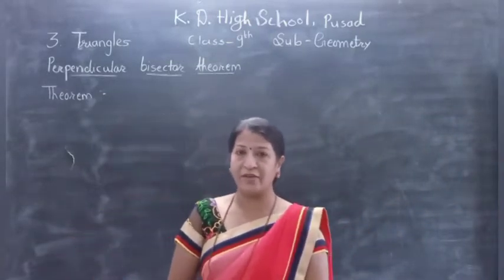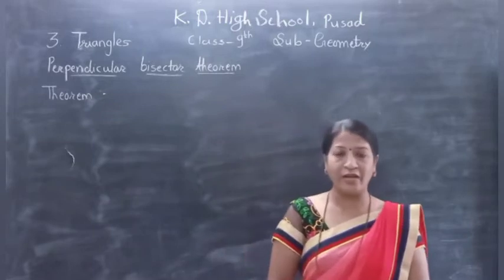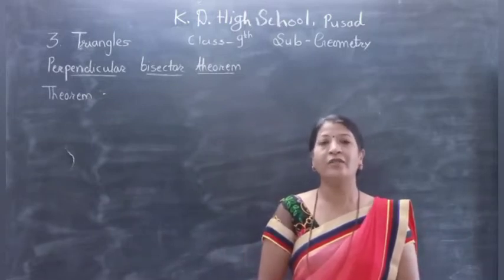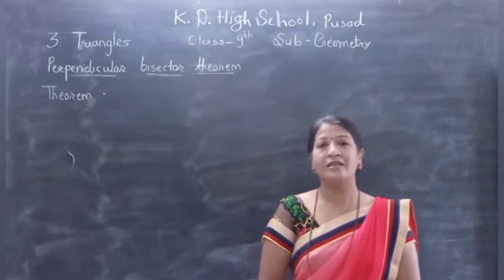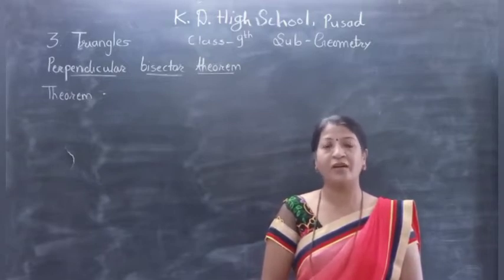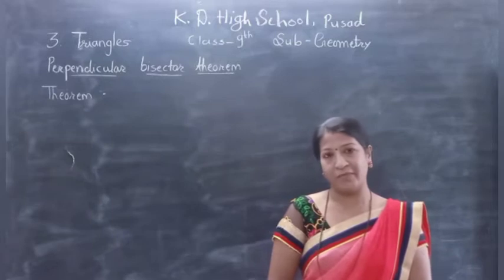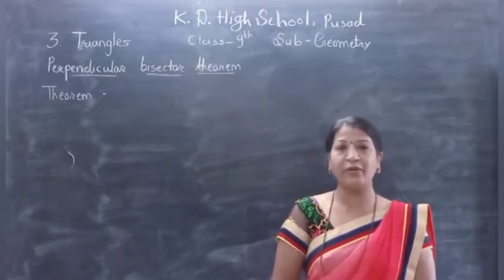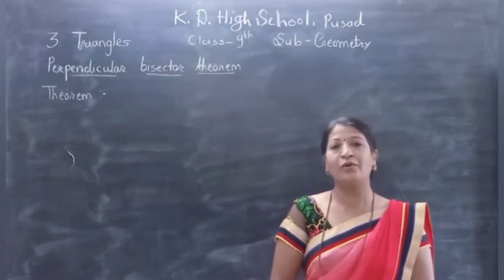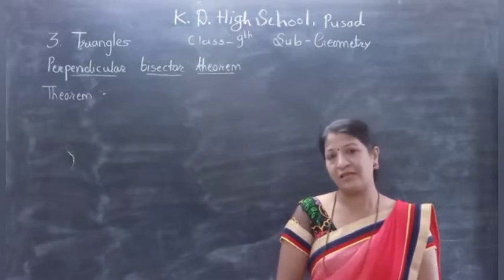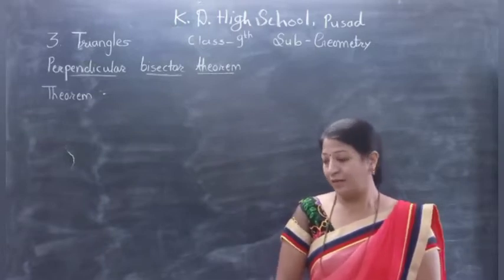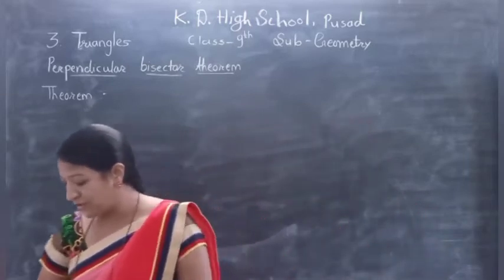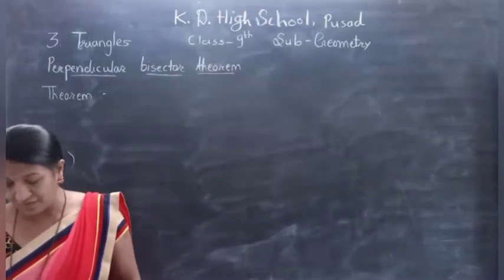The statement is given that every point which lies on the perpendicular bisector of a segment is equidistant from the end points of the segment. Now in this statement we have to write the given and to prove. If there is a need of construction, then construction, and then proof. Okay, so first of all we start with the figure.